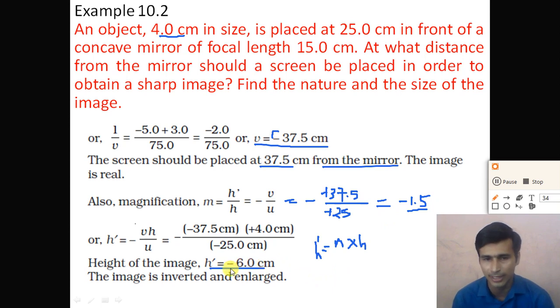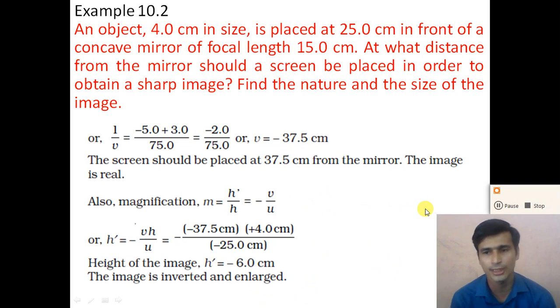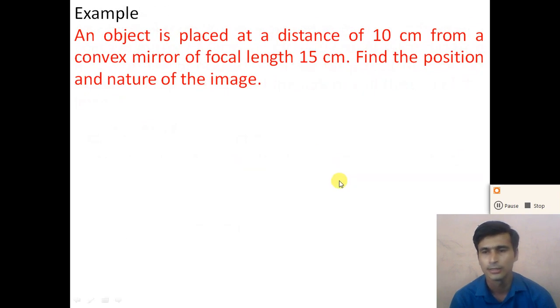So this minus indicates that the image will be formed below the principal axis, right? And it has a length of 6 centimeter, right? So dear student, understand this example. Now you must try a similar example by yourself. So try this example by yourself. Here the example is given to you.